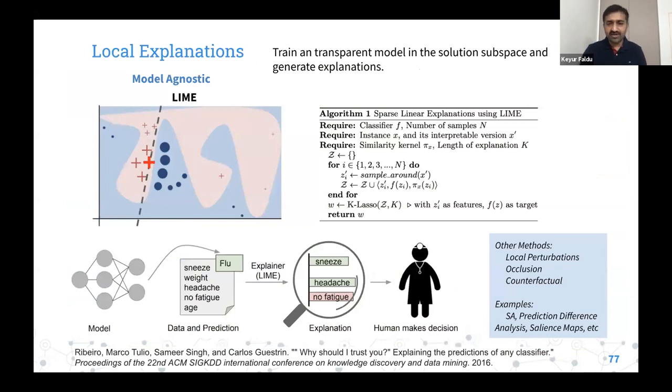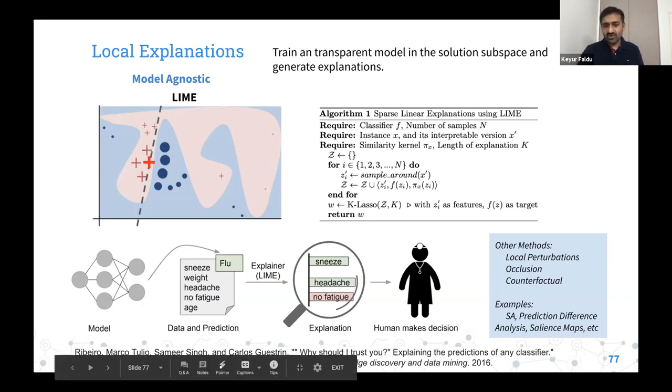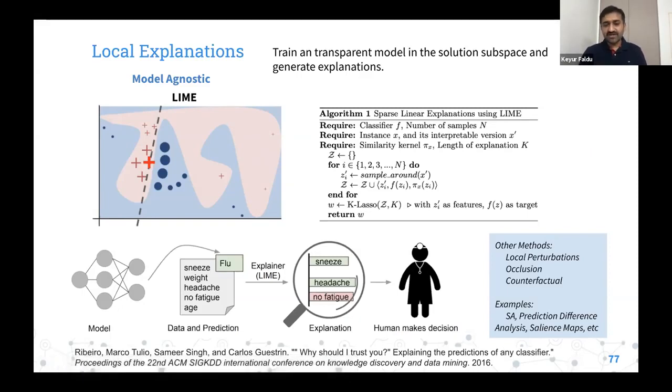LIME is one of the pretty popular and effective methods of explanation. We can see the example, where the data was sneeze, weight, headache, no fatigue, age. These are the features, and the model predicts whether it is a flu or not. So yes, it is a flu. Then what LIME does is it searches the locality of that particular input instance, and in that locality, it finds which features are impacting the outcome. It turns out that sneeze and headache are common features found in the locality where the prediction is flu, right? However, no fatigue is a negative evidence to that, right? So now such an explanation would help anyone to understand what kind of flu it is, or how confident the decision of the model should be believed, or adhered to.